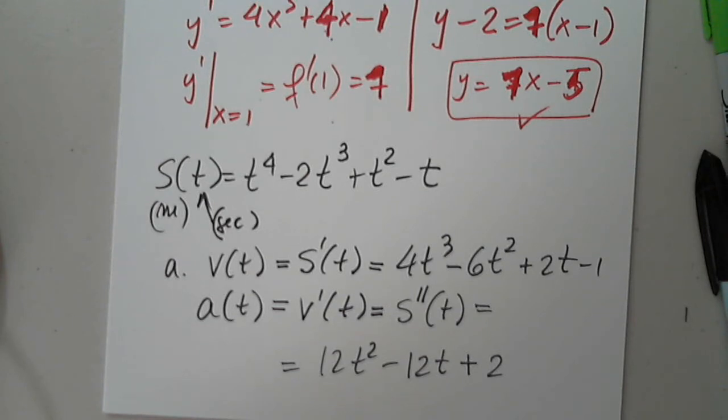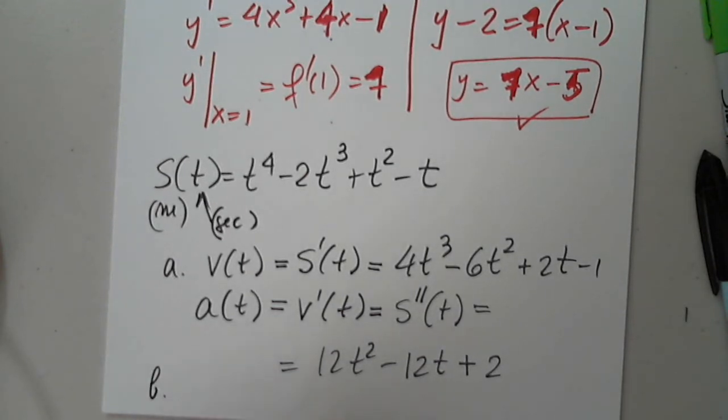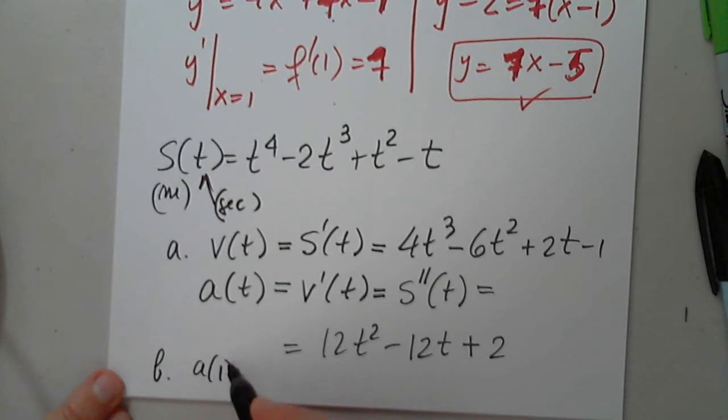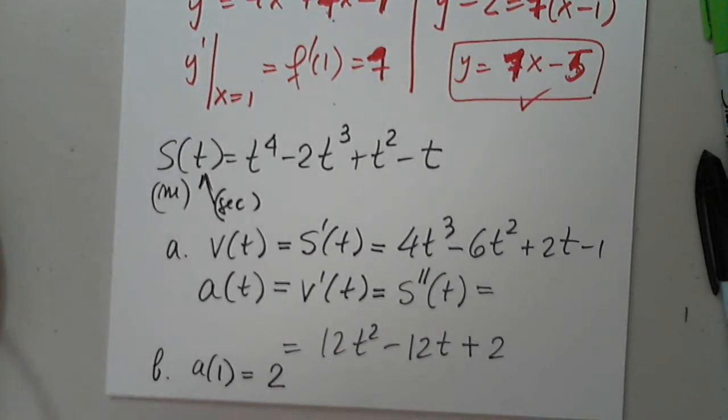Yes. Perfect. So now in part B, they're asking us to find the velocity. No, the acceleration at 1 second. So all I have to do is a of 1. So 12 minus 12, this will be 0 when t is 1. So this is 2. Can anyone give us the measurement unit for the acceleration?